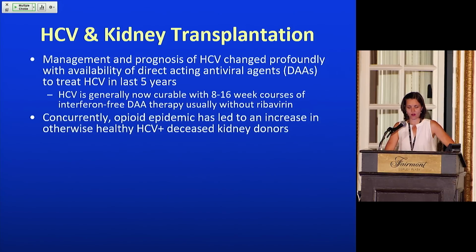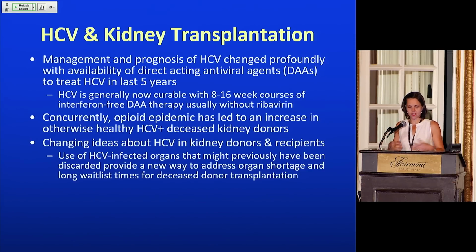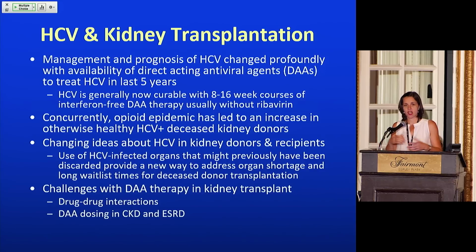So concurrently, the opioid epidemic has led to an increase in otherwise healthy deceased donor kidneys. And so this sort of leads us to have changing ideas about hepatitis C, both in the donors and the recipients. The question is, can we use infected organs that might previously have been discarded to address the organ shortage? So the challenges that you can foresee with this are that you have to think about drug interactions with the hepatitis C medications, and then how do you dose them in somebody who, for example, gets an infected kidney but has delayed graft function.